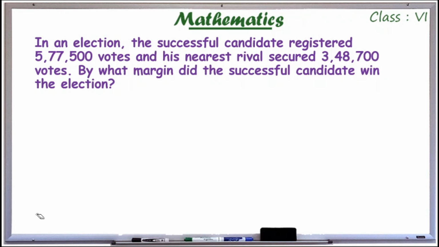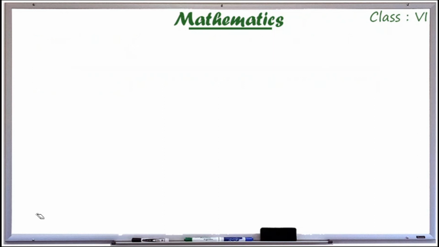The successful candidate scored 5,77,500 and the second candidate scored 3,48,700. So what is the margin of winning? Which means you have to subtract 3,48,700 from 5,77,500. So you have to find the difference.